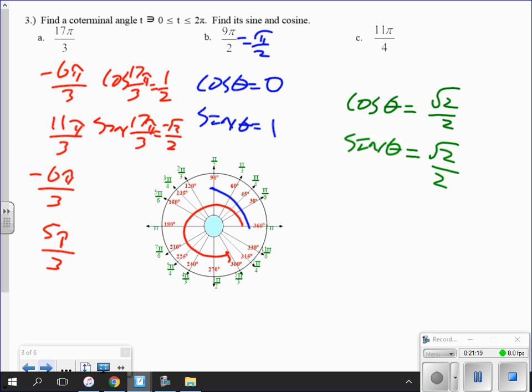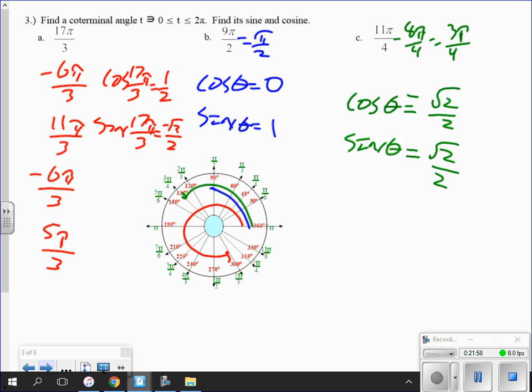Okay. Is 11 more or less than twice 4? More. So what do I need to do? I need to subtract 8 pi over 4, and that gives me 11 minus 8, which is 3 pi over 4. And 3 pi over 4 is here, which means that the cosine is negative and the sine is positive, because the cosine is the x-coordinate, sine is the y-coordinate. Okay?